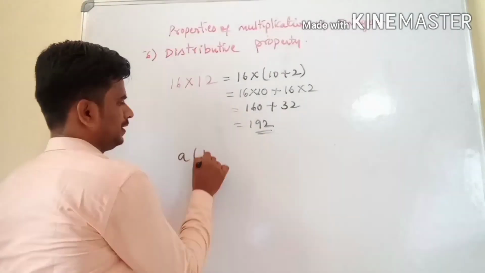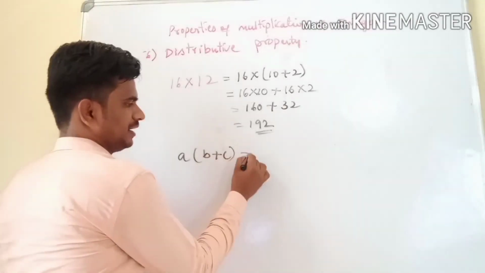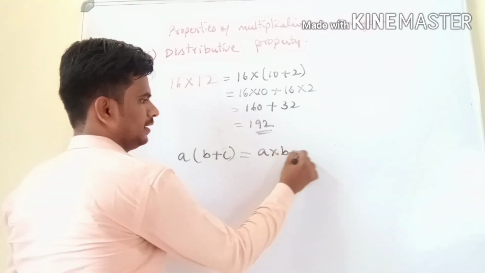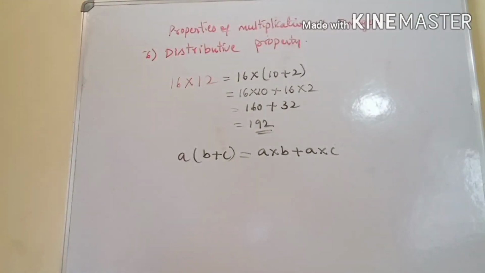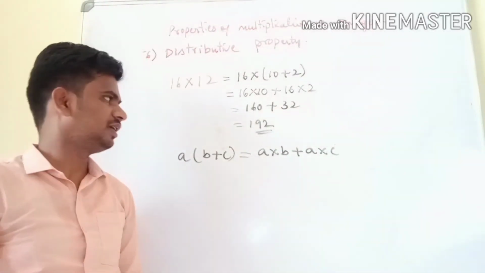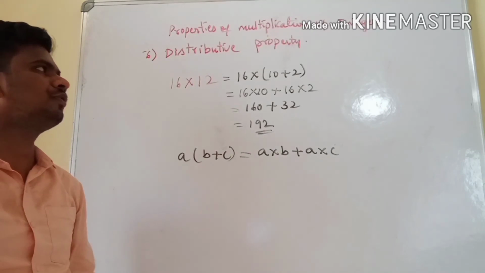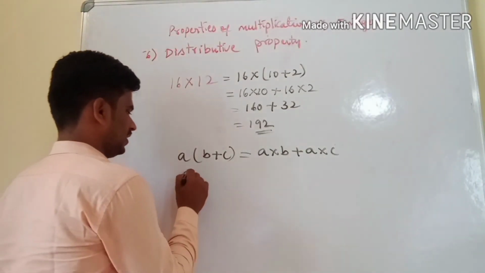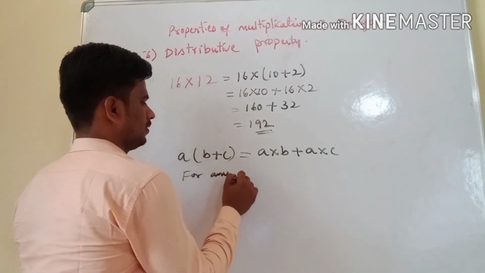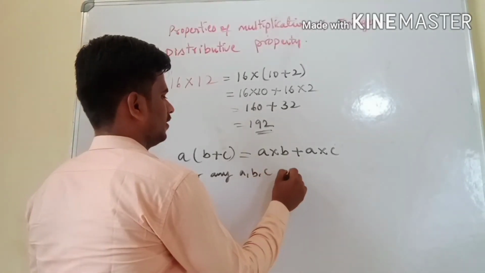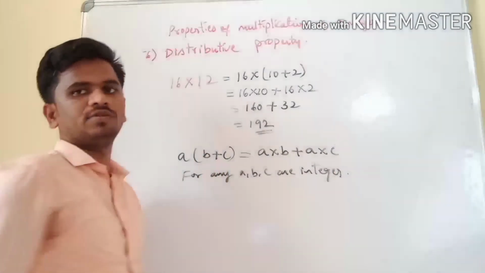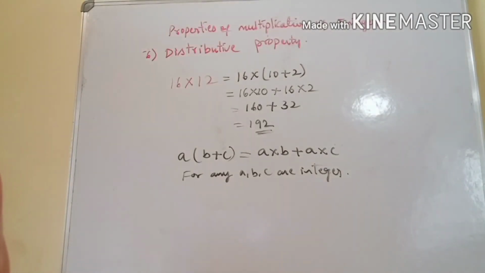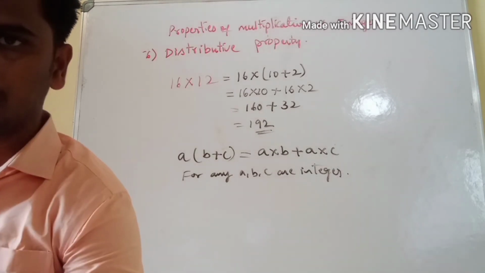Okay, in general, how can we write here? A into (b plus c) can be written as a into b plus a into c. This is the distributive property for any a, b, c that are integers. You can consider positive or negative, that does not matter. You can consider any integer. This is about the distributive property.